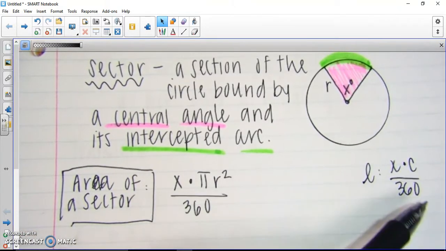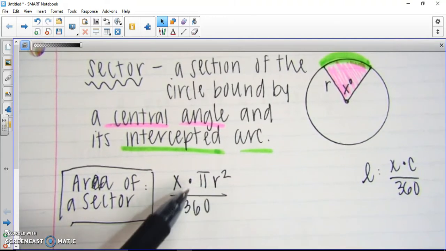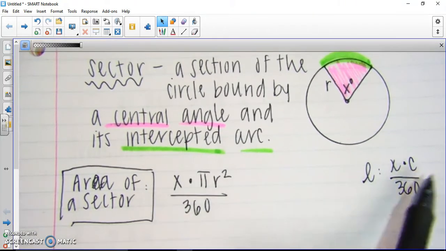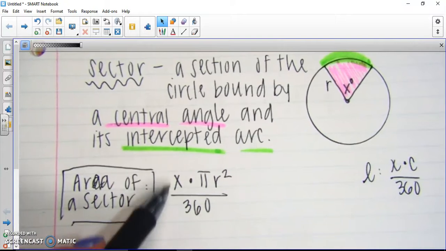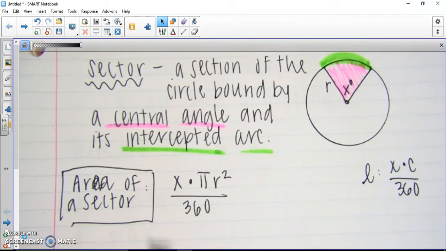And this is also why they don't give us these formulas on our formula sheet, because a lot of it just comes from what we know about the area of a circle or circumference of a circle, multiplying that by the angle that we're looking for and dividing it by the total angle measure of the circle.